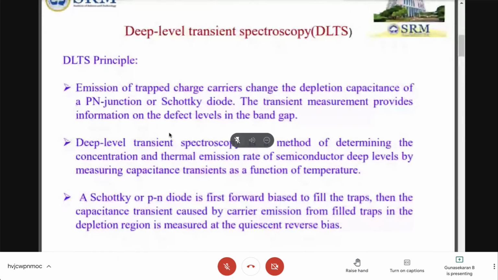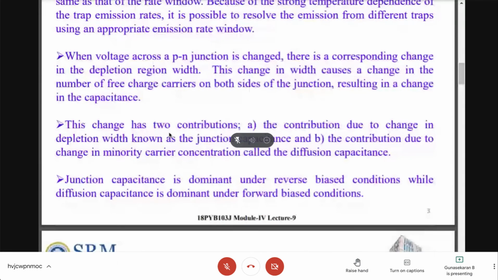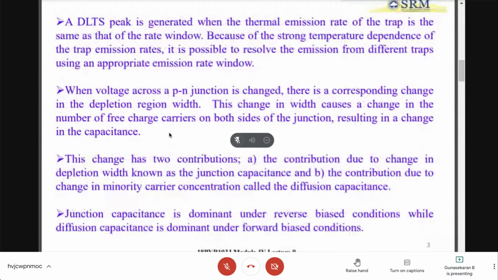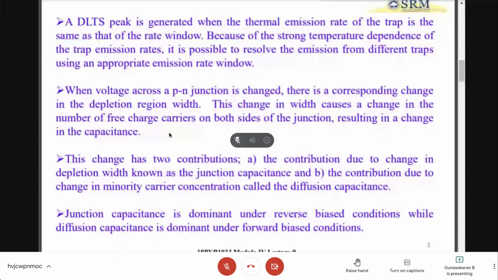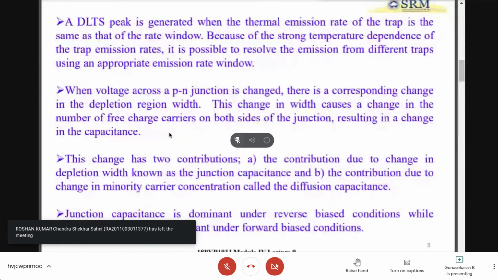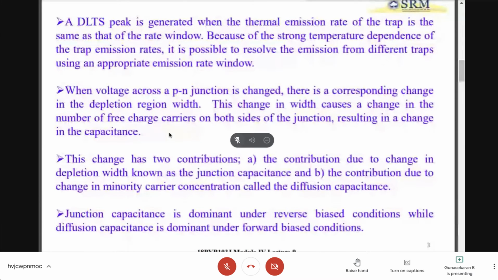So the next point: how does it change when the voltage across the PN junction is changed, and there are corresponding changes in the depletion region width? These changes in the width cause changes in the number of charge carriers on both sides of the junction, resulting in changes in the capacitance. Do you understand this? You understand or not, please? Yes, sir.